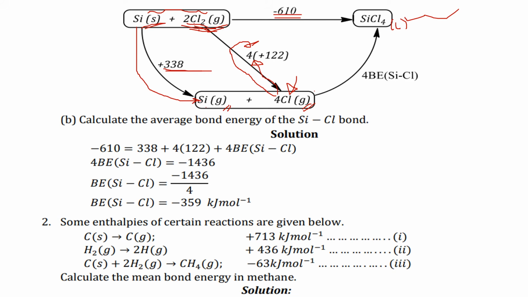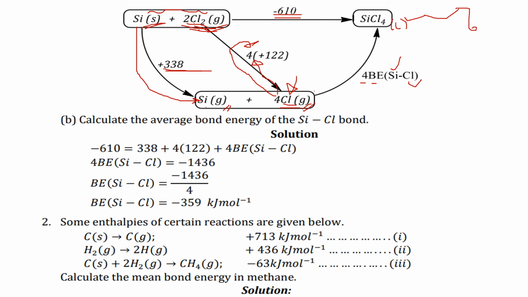Now combining these 2 atoms gives us what we call the silicon to chlorine bond energy, and those bond energies are going to be 4. They're going to be 4 because we're having 4 chlorine atoms here and 1 silicon atom. So 1 silicon atom is going to be covalently bonded to 4 chlorine atoms. So that's why we are putting here 4 bond energies of silicon chloride to give us this.